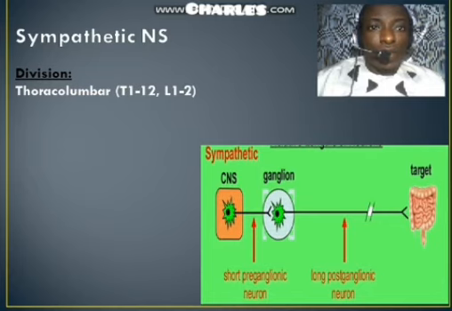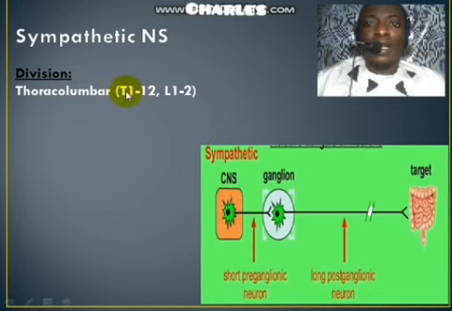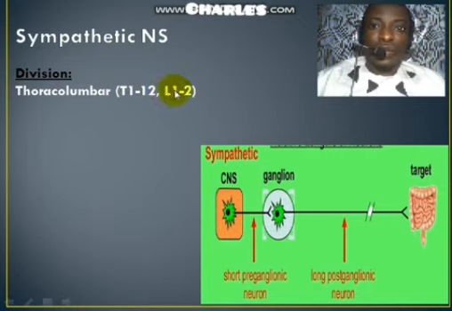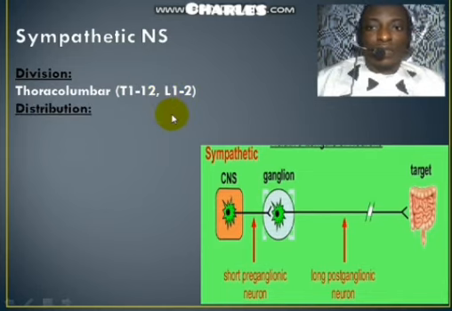It is actually the thoracolumbar outflow of the autonomic nervous system, meaning it begins from T1 to T12 and then extends into L1 and L2. T1 simply means the thoracic vertebrae, while L means the lumbar vertebrae. Going forward. Now, distribution of the sympathetic nervous system.